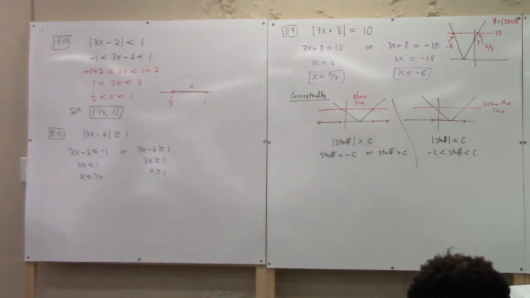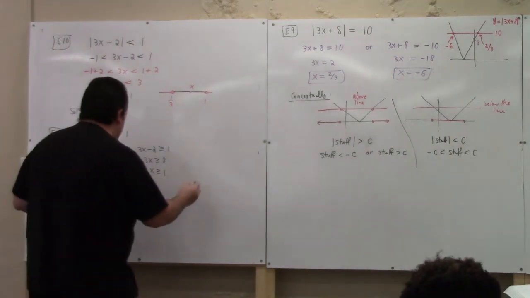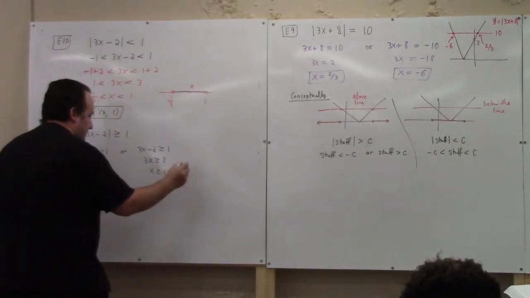These are not both true at the same time. There is no single x on the number line which is simultaneously both less than 1/3 and greater than 1. These are disjoint cases, right? You cannot have a single x which does both of these. These are, like I said, disjoint cases.